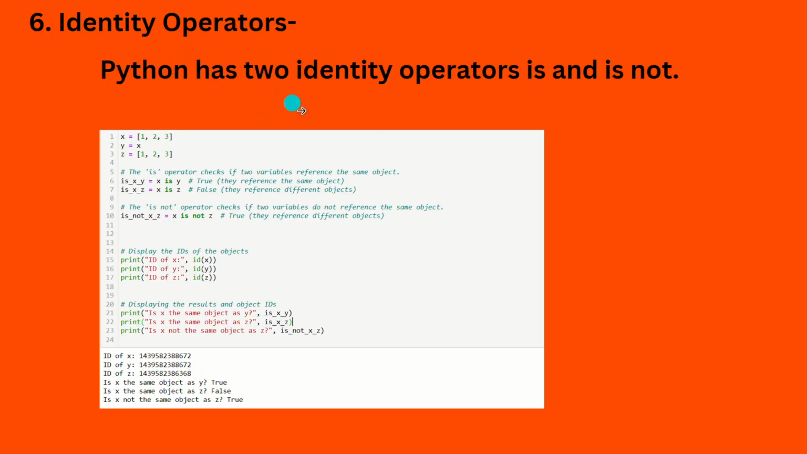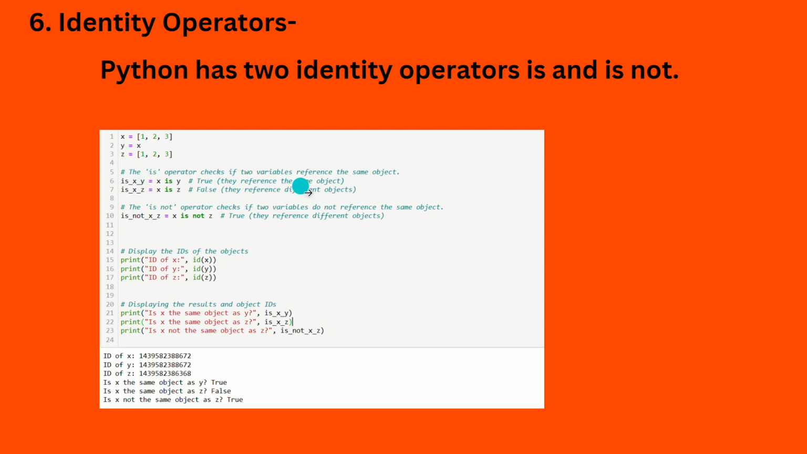Now, identity operators. Python has two identity operators, namely is and is not. You have a variable x. What is this? Square bracket. Remember, this is a list. I have listed it with 1, 2, 3, and I have assigned the same x to y, and I have assigned another list to variable z.